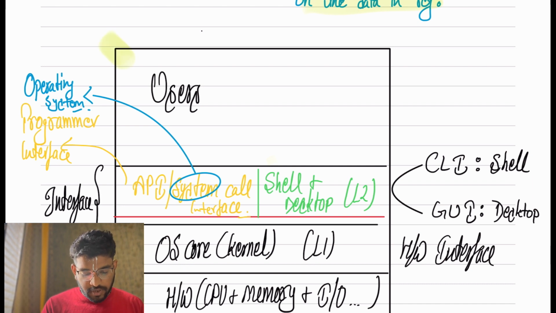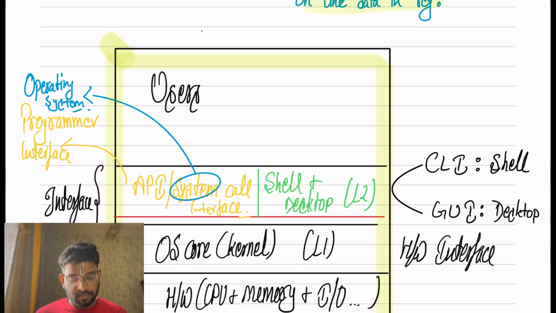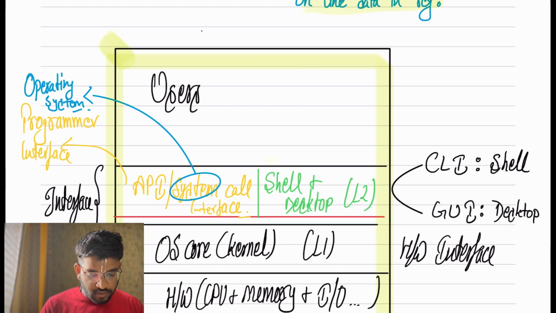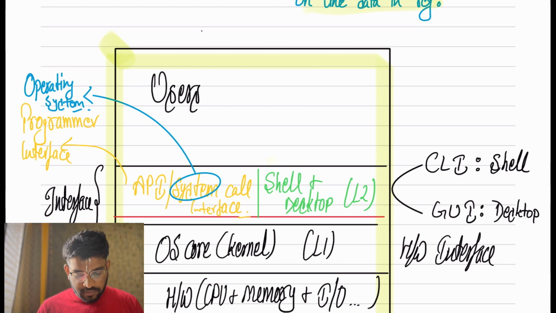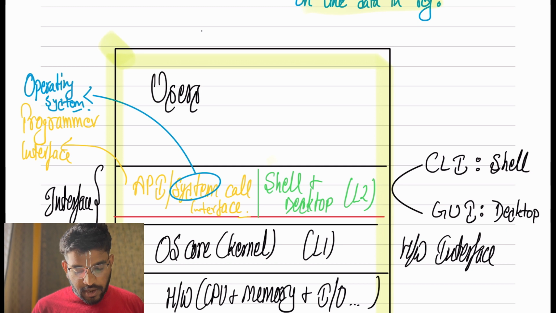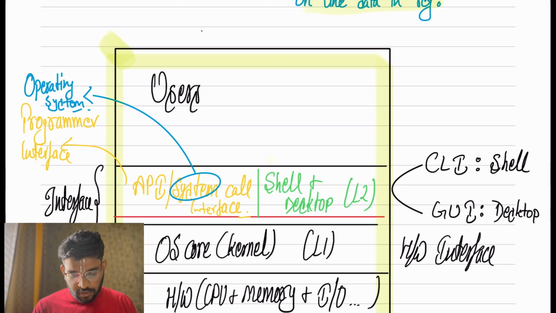This is a view of the operating system, or the whole computer system, you can say. At the bottom lies the hardware, which includes CPU, memory, and I/O devices, over which there is an OS kernel layer. The interface is divided into two layers. One of them is the OS kernel layer, L1, and the other includes all the things like the GUI.